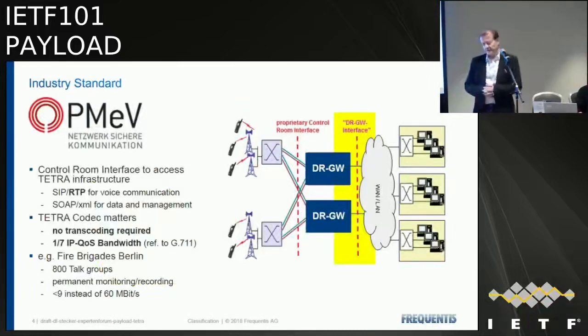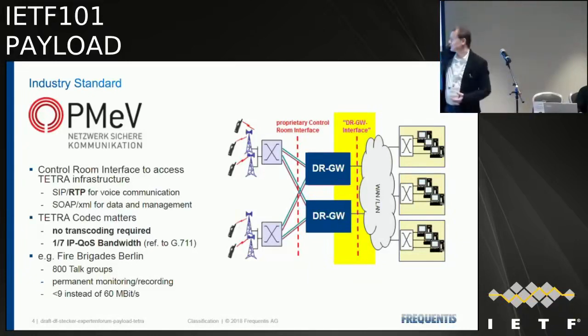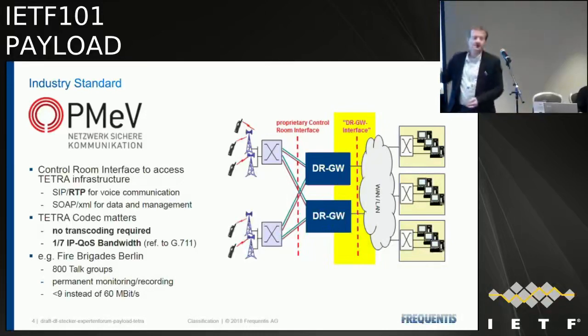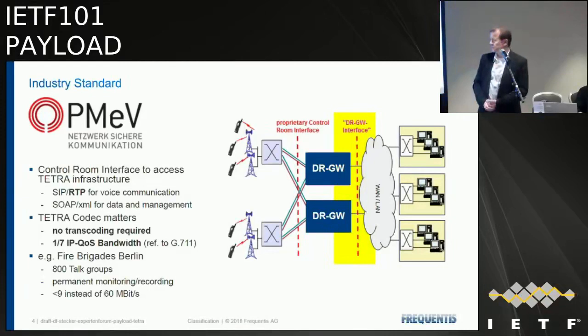I'm working for a registered association, the EMEV, a German registered association, which takes care of exactly this control room interface, where we have the data infrastructure. We assume there is a gateway, either as an integrated part of the data infrastructure, or as a third-party vendor device. And this interface here is based on SIP and RTP for voice communication, and it has a SOAP XML part for data and management interface as well.